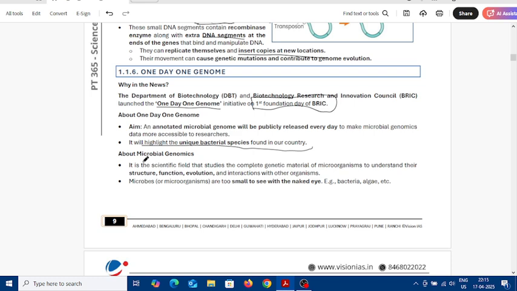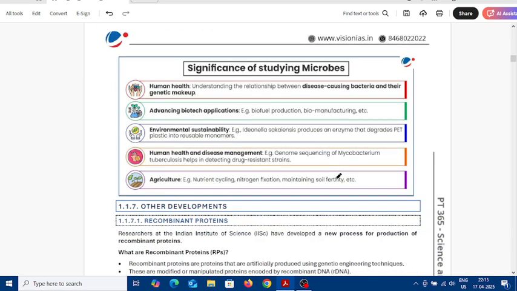Then, what is microbial genomics? It is a scientific field that studies the complete genetic material of microorganisms to understand their structure, function, evolution, and interaction with other organisms. Microbes are too small to see with naked eyes, for example, bacteria, algae, etc. Significance. What is the significance of studying microbes? First of all, human health, understanding the relationship between disease causing bacteria and their genetic makeup. Then we have advancing biotech applications, environment sustainability, human health and disease management, and lastly agriculture. For example, how nutrient cycling is happening, nitrogen fixation, maintaining soil fertility, etc.